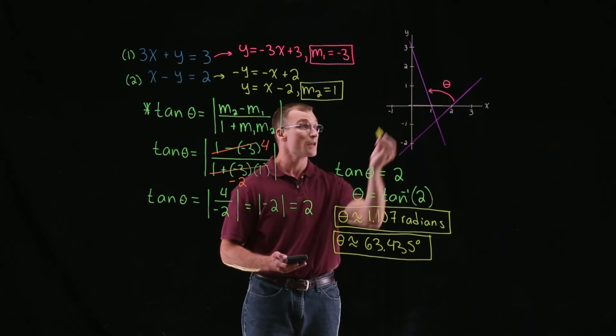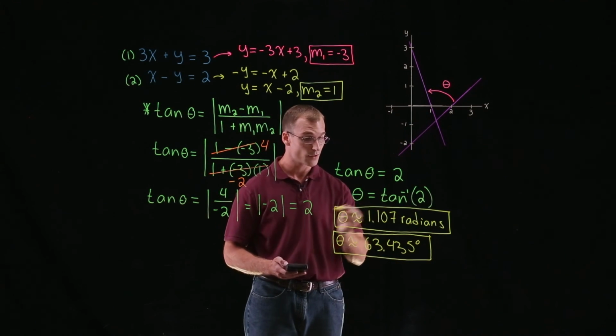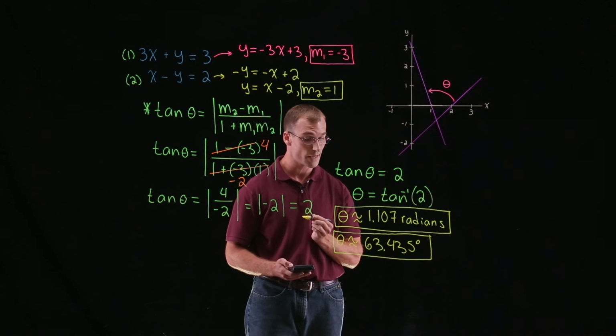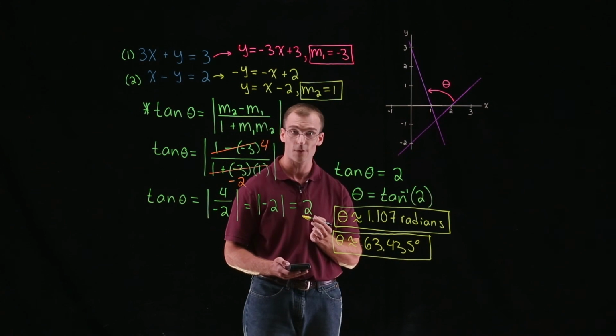So there we have it. The angle between our two lines is approximately 1.107 radians, or approximately 63.435 degrees.